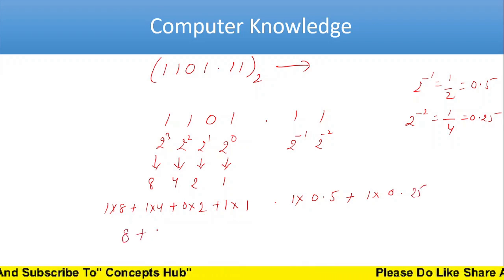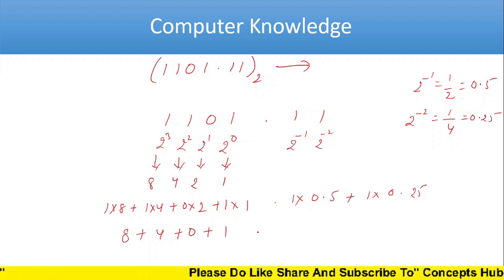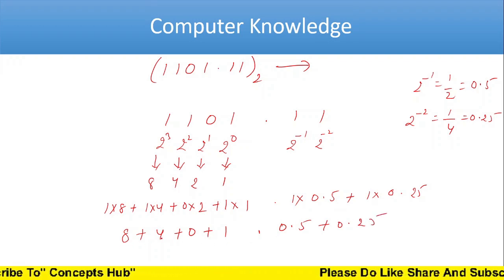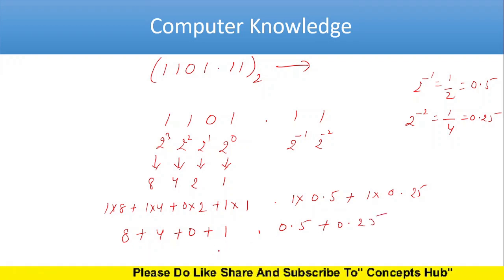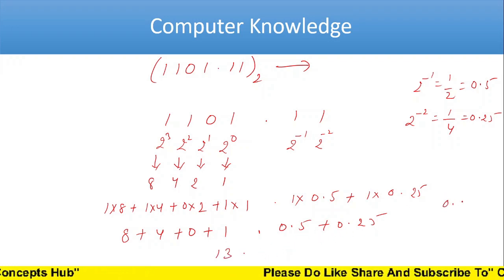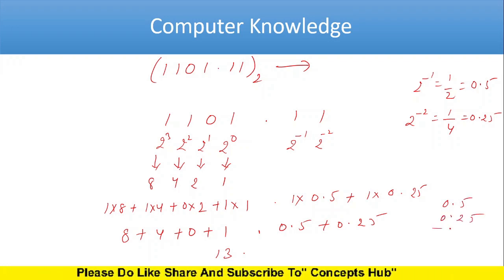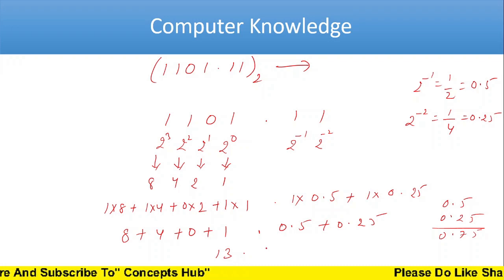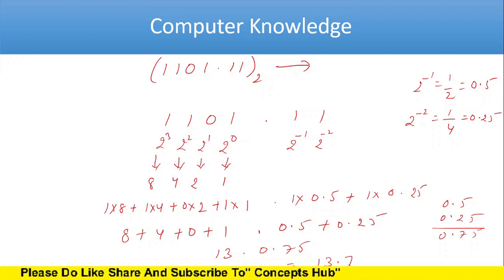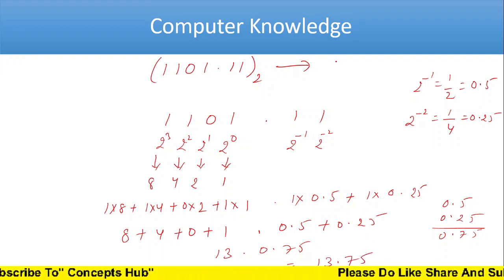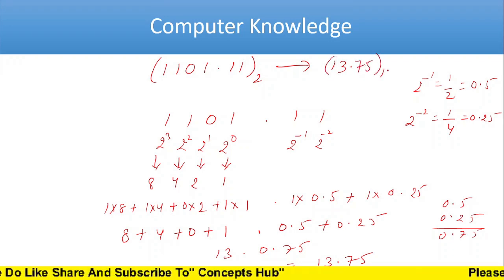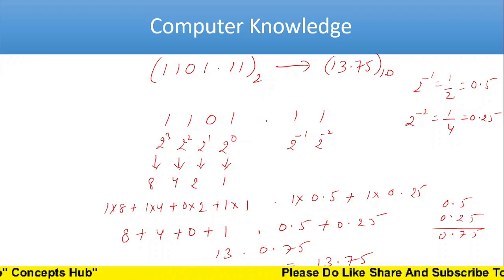So 8 plus 4 plus 0 plus 1, point 0.5 plus 0.25. So 8 plus 4 is 12, 12 plus 1 is 13. Point 0.5 plus 0.25, what do you get here? 0.75. If you add this, what do you get? 13.75. Okay, and the base would be 10 because we are converting from binary to decimal.